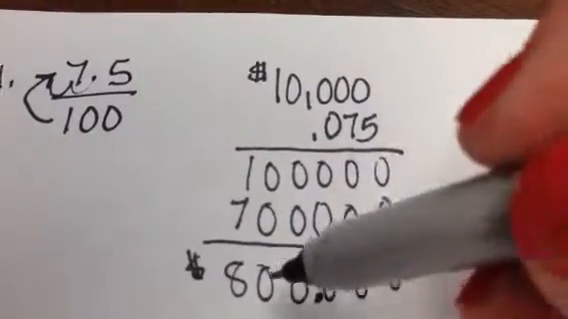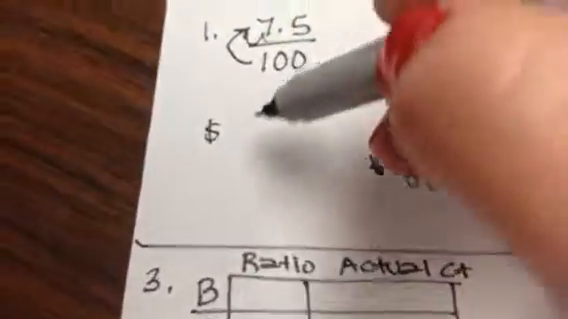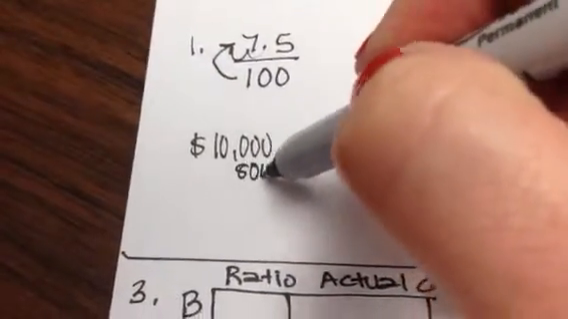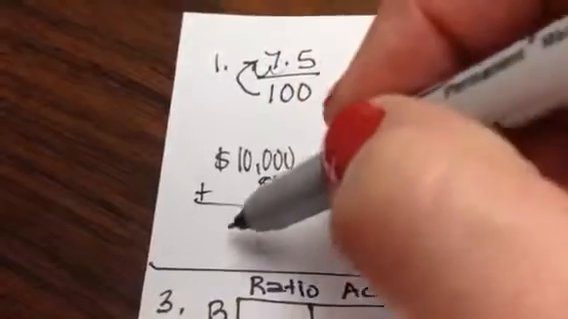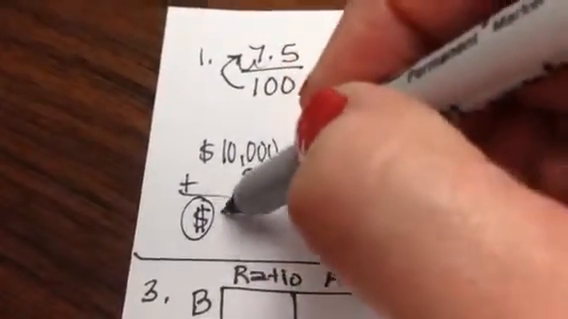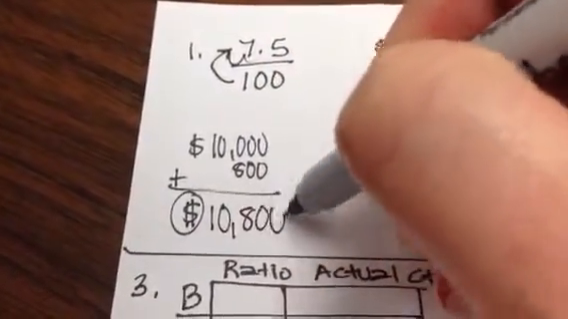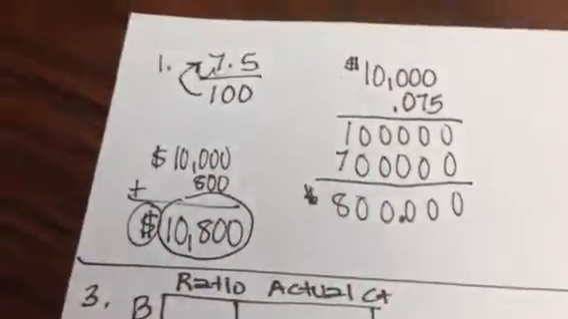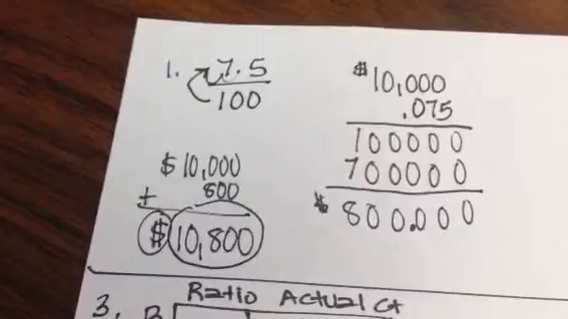My answer has to be this plus that, right? So 10,000 plus 800. Easiest math problem in the world is going to be, remember the dollar sign, $10,800. So that would be my answer. So you have to do 2 things, find the tax and then add the tax.